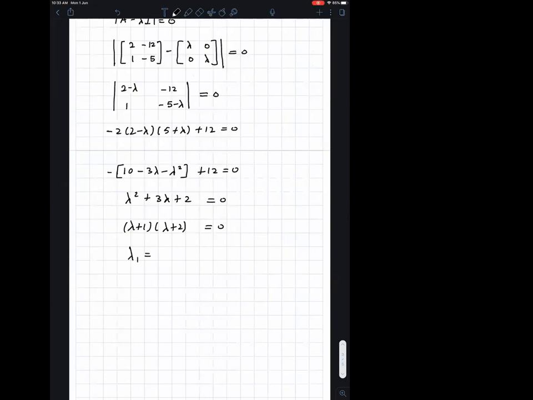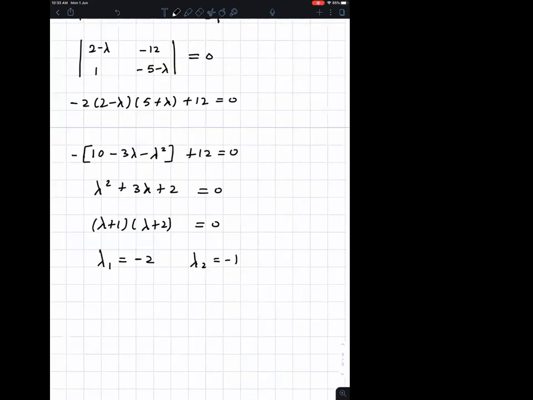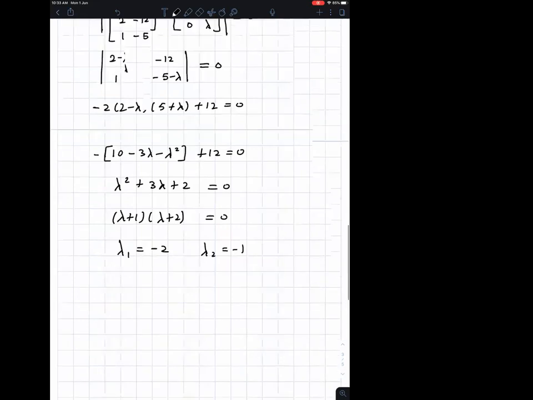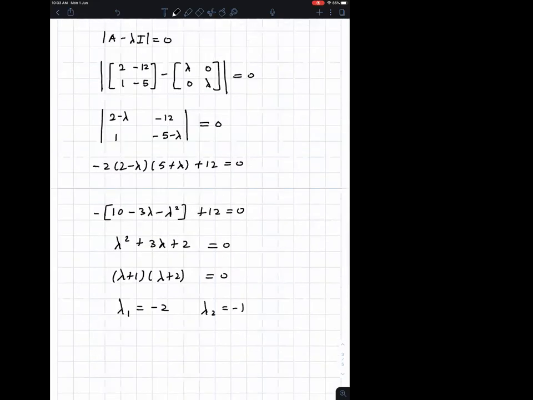For a 2 by 2 matrix, you get two eigenvalues. Lambda 1 is -2 and lambda 2 is equal to -1. So this is how you solve the eigenvalues from mathematics 1A. So any question about this? I'm just doing a review here. Any question?